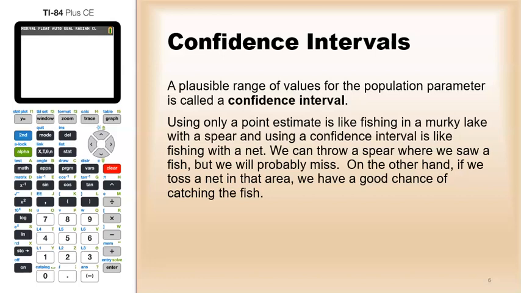So using only the point estimate is like fishing in a murky lake with a spear, and using a confidence interval is like fishing with a net. You can throw a spear where you think you saw the fish, but you'll probably miss. On the other hand, if we toss a net in the area, we have a good chance of catching the fish.